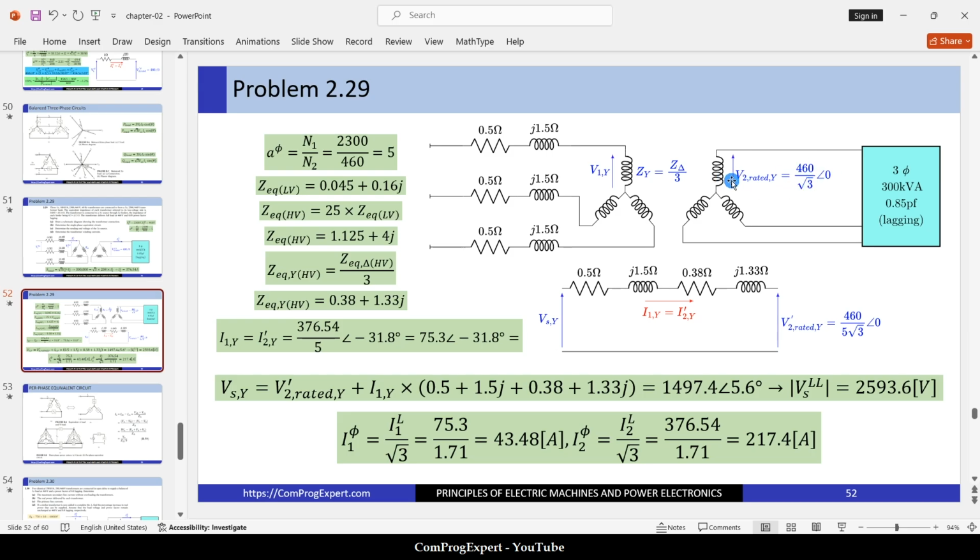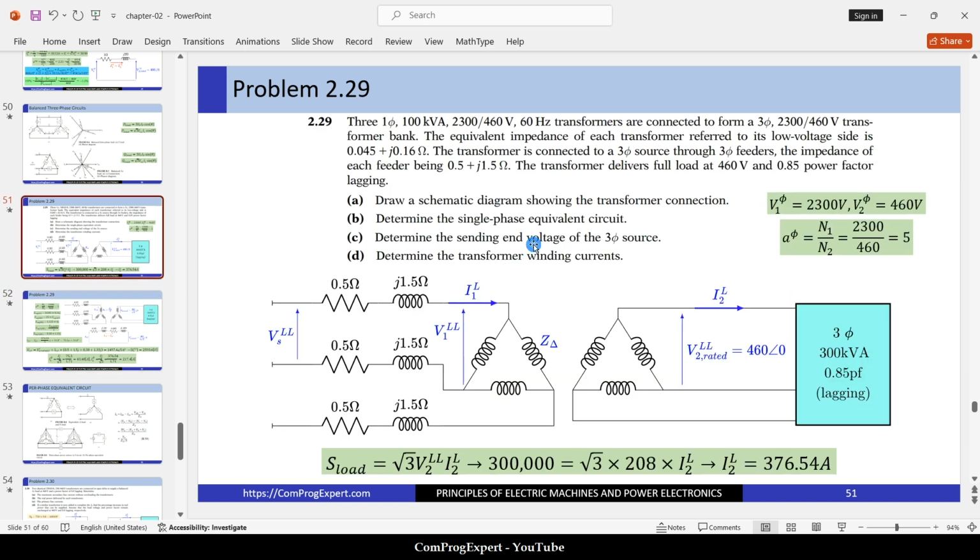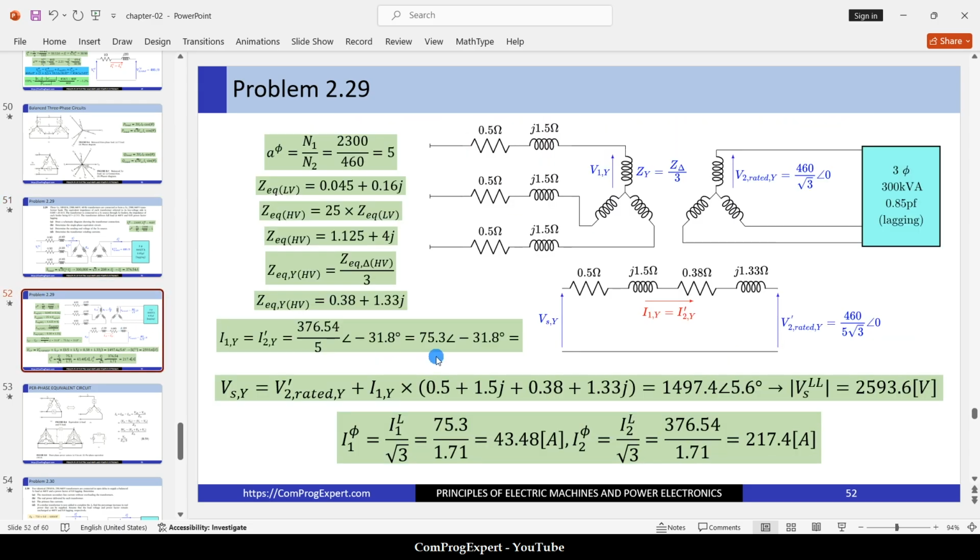In the per phase model, we should use equivalent Y connections for all delta connections. So yes, this is the equivalent per phase model. Determine the sending end voltage. How can we calculate the source voltage per phase?